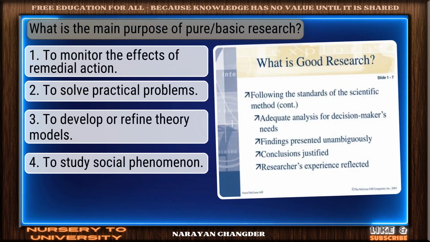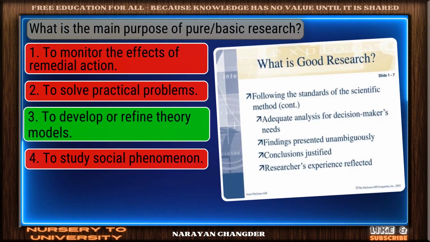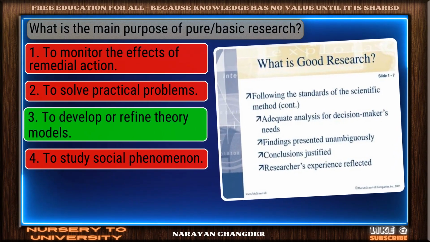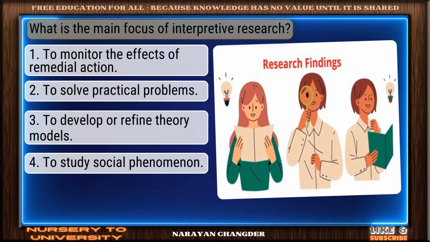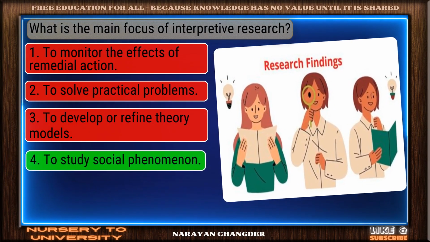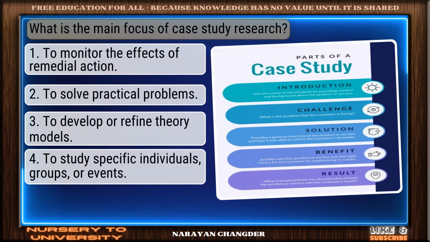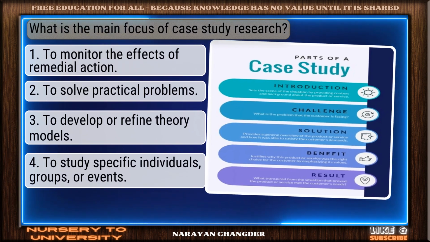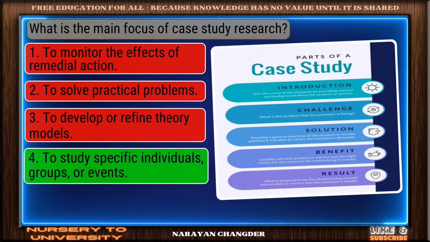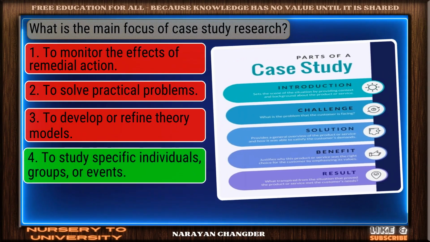What is the main purpose of pure basic research? On track. To develop or refine theory models is the correct answer. What is the main focus of interpretive research? Correct response. To study social phenomenon is the most accurate answer. What is the main focus of case study research? Right again. To study specific individuals, groups, or events is a valid answer.